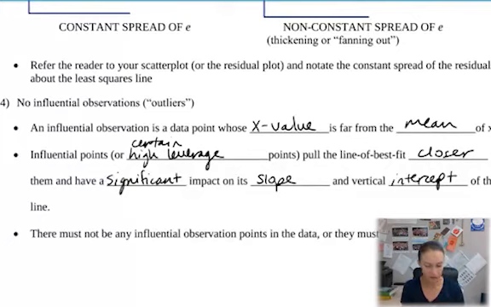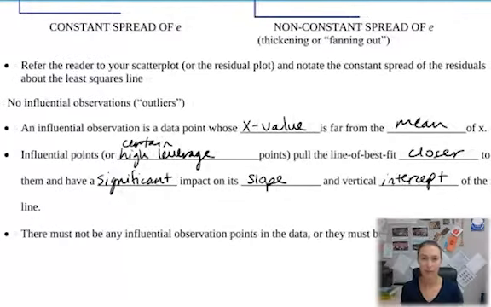And then the last one is that there's no influential observations or outliers. An influential observation is a data point whose x value is far from the mean of x. And so there's outliers, there's influential observations, and high leverage points. And they're slightly all different from each other, but pretty much you're looking for if there's a point that is far away from the mean of x, so kind of on the ends, and not in line with the rest of your points, and it's probably like tilting or kind of spinning, pulling that line towards it when it shouldn't be. That's what we're looking for.